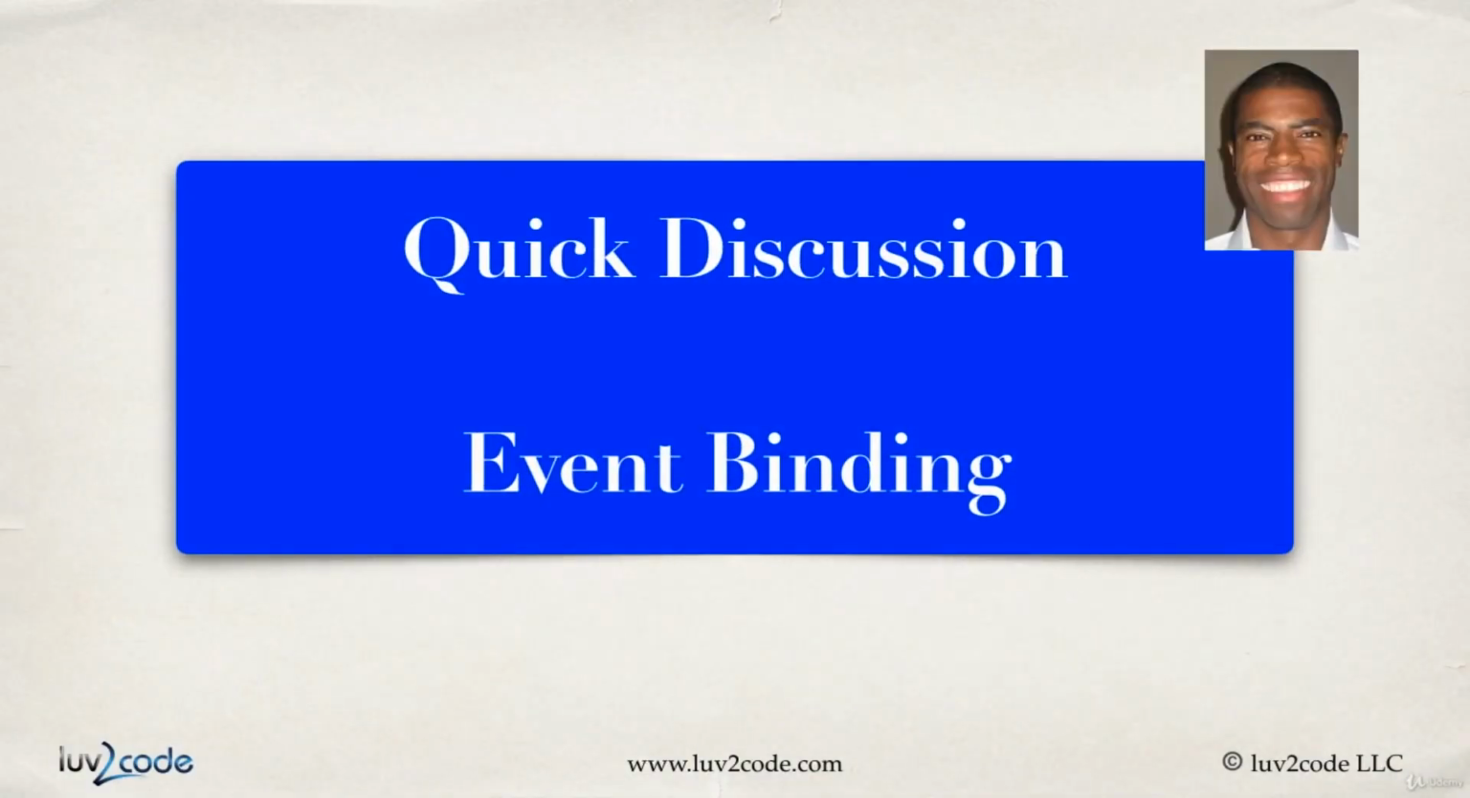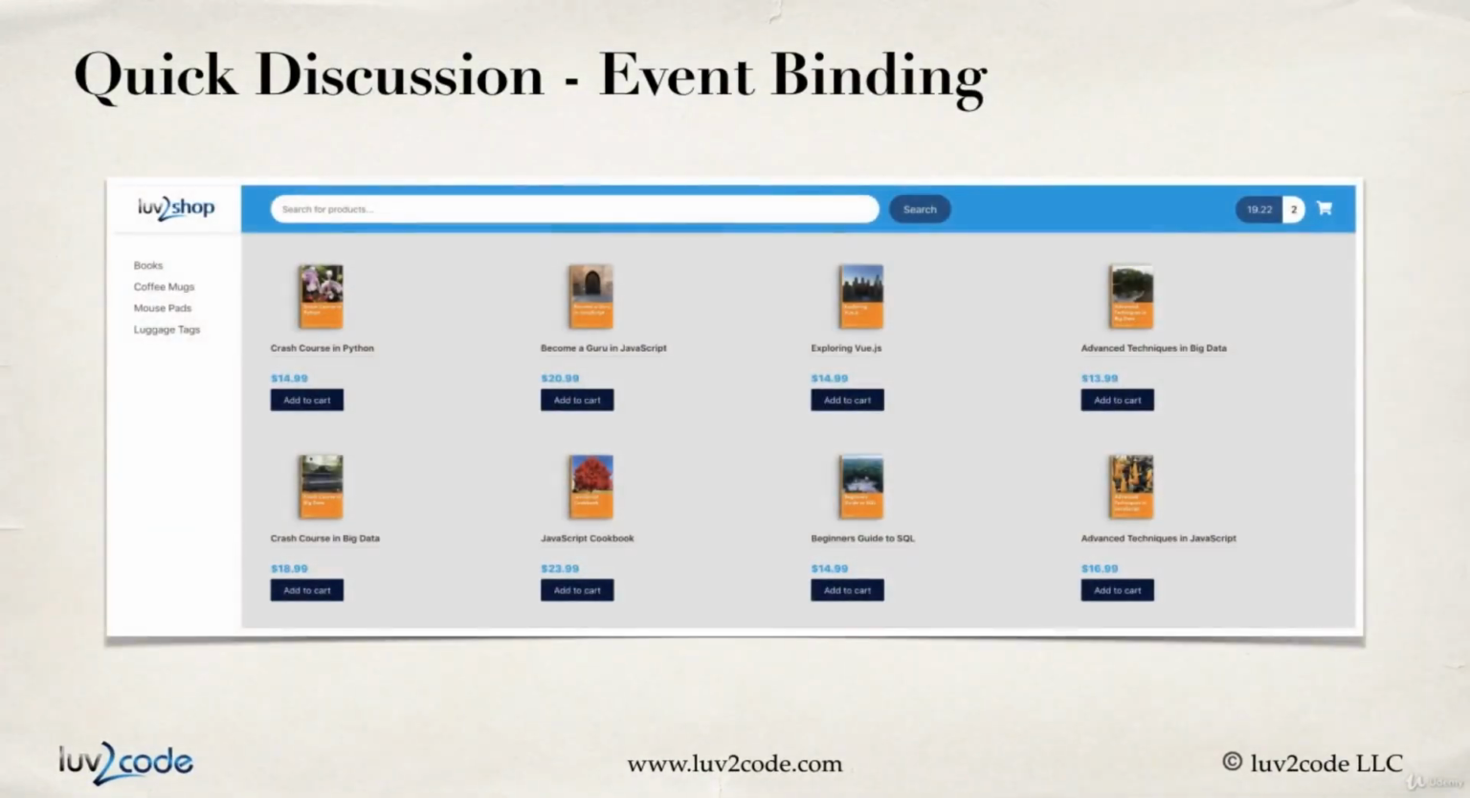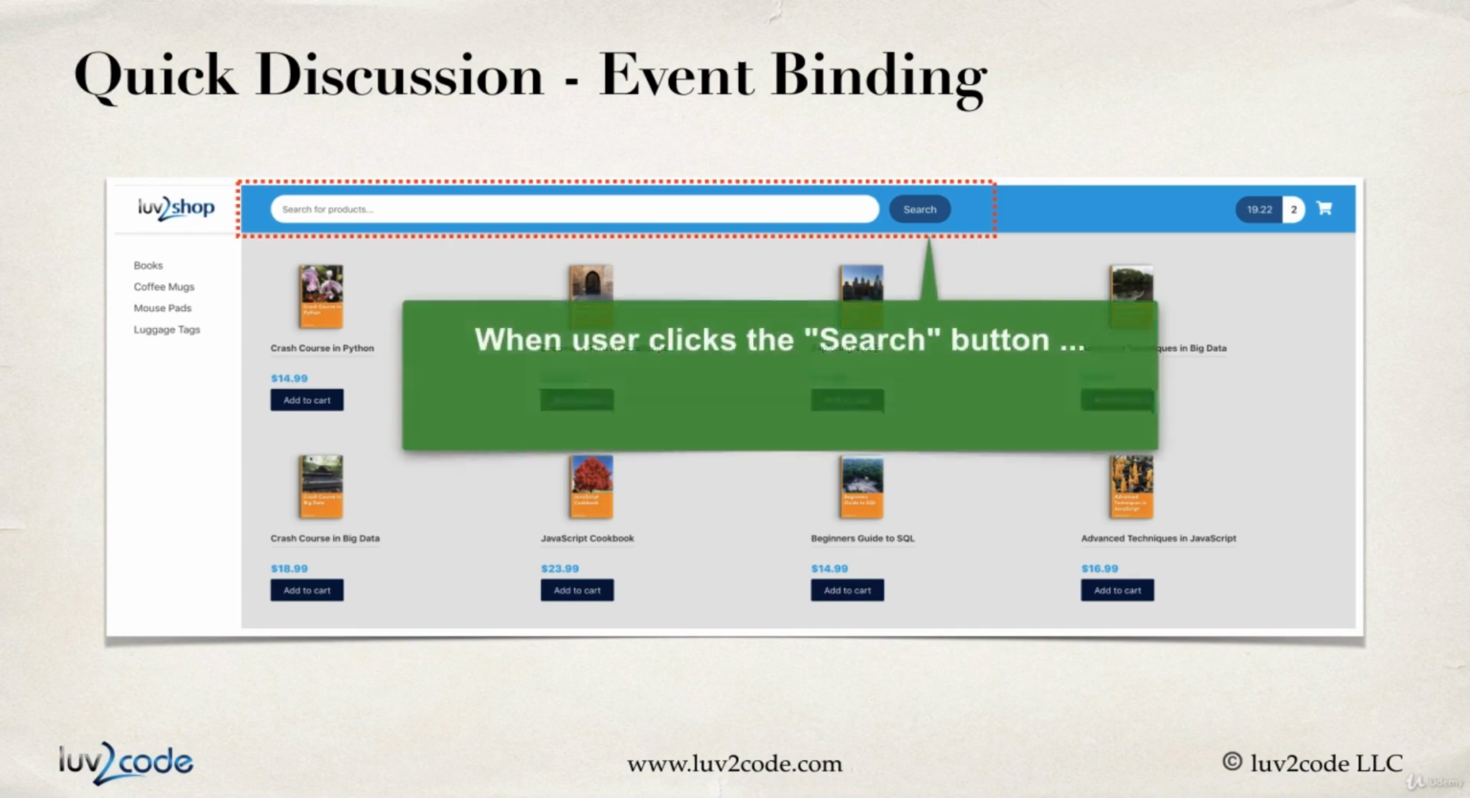Alrighty, let's have a quick discussion on event binding. In our application, in order to search for products, the user is going to enter the actual search information in the text field, and then they'll hit the search button. So when the user clicks the search button, we need to be able to read that text field value and perform some operations on it. So for example, we can take that text data and then pass it over to our REST API for performing the search. But we need to learn about the Angular techniques for adding this functionality.